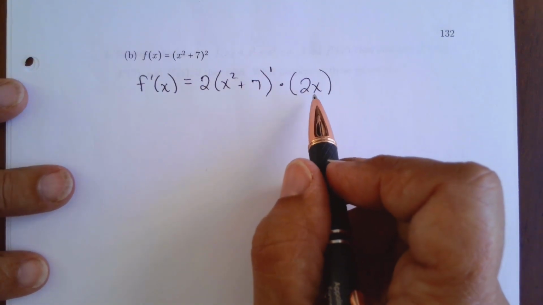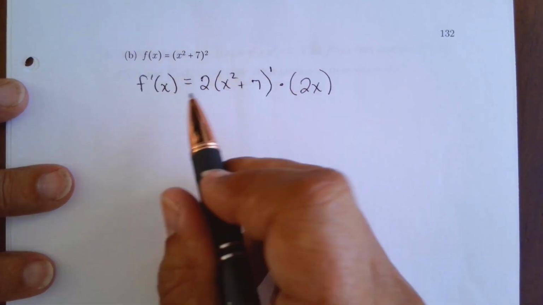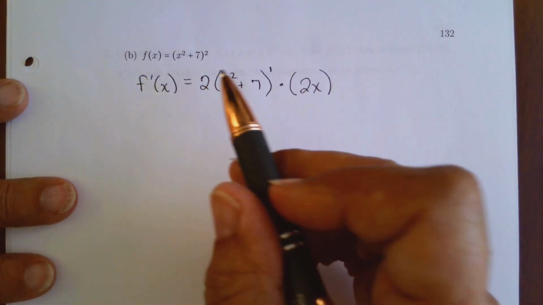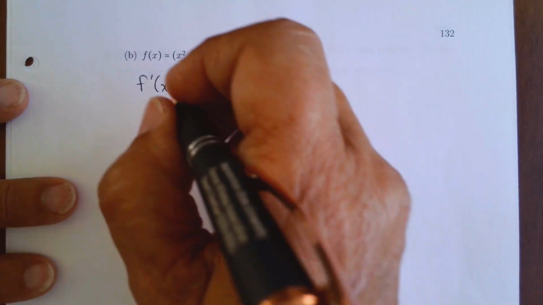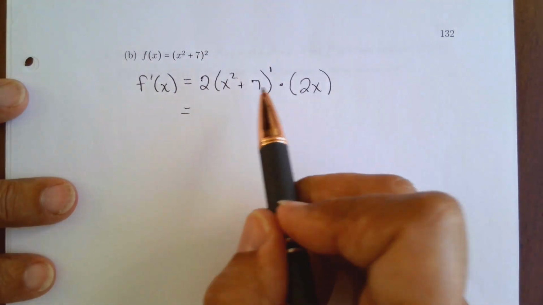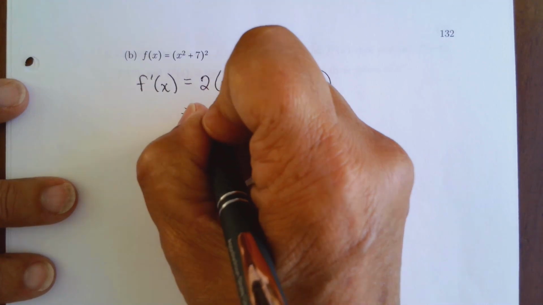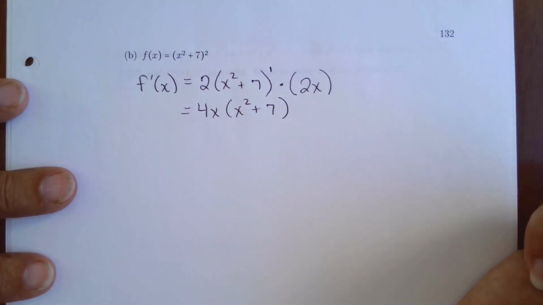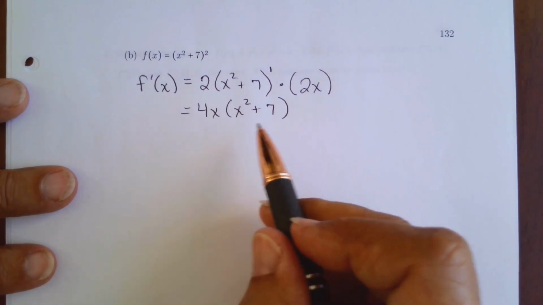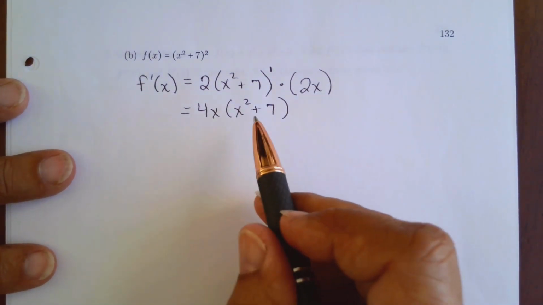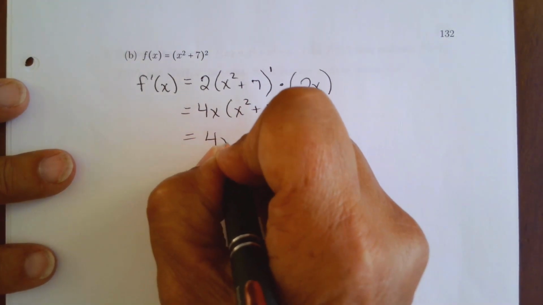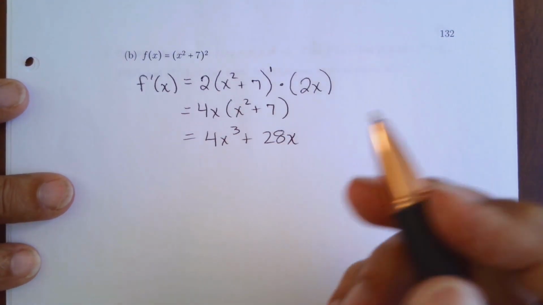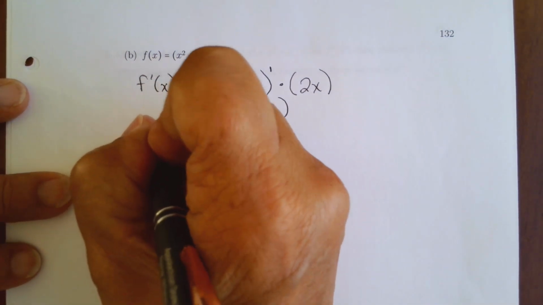Now, I don't want to leave it like this. Remember I told you, here's a good example. If you're just asked to find the first derivative, you could leave it like this. But because we need to find the second derivative, I want to simplify this. I don't want to deal with that. So let's simplify by multiplying 2 times 2x, which is 4x, times x squared plus 7. If you wanted to, you could multiply this out. That's 4x cubed plus 28x. That is the first derivative.